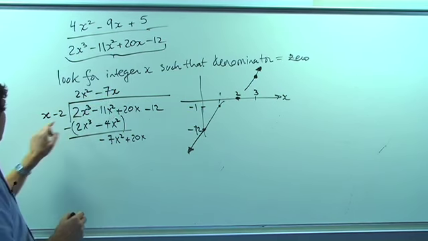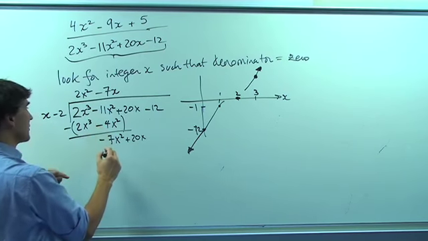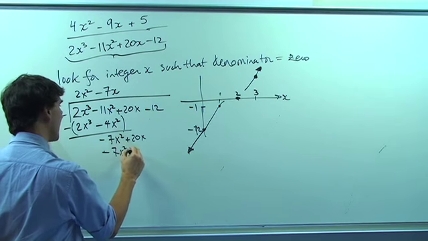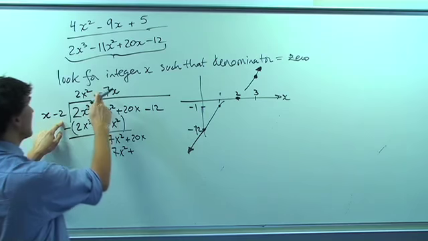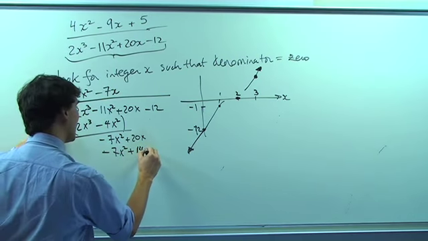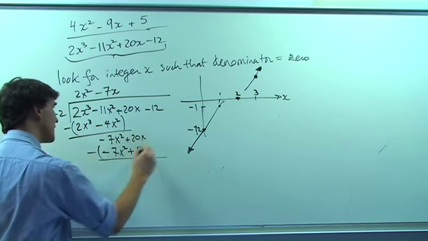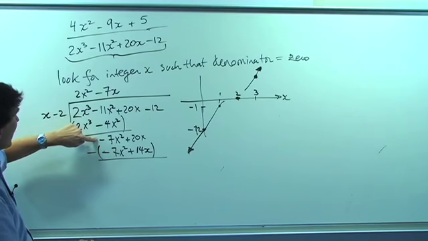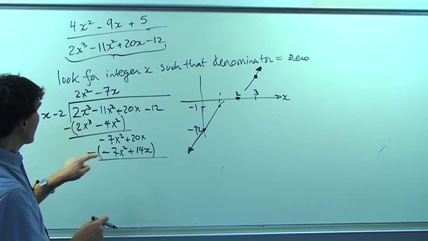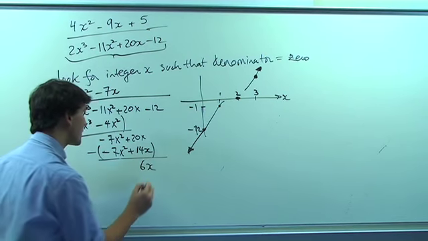Because minus 7x times x is minus 7x squared. Multiply this together, we get minus 7x squared plus, well, it's minus 7 times minus 2, so it's plus 14x. And now we are subtracting these two. Minus 7x squared minus 7x squared is 0. 20x minus 14x is 6x.